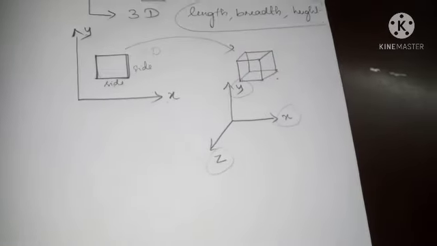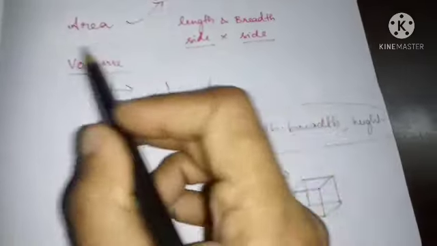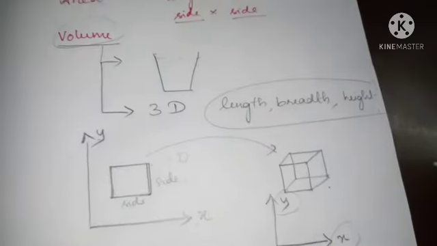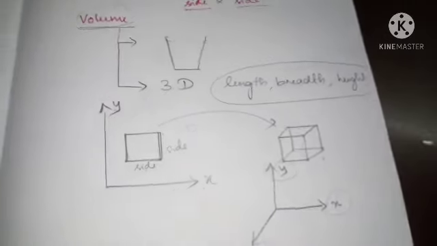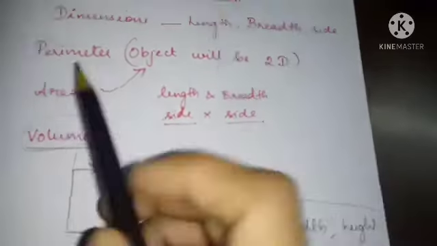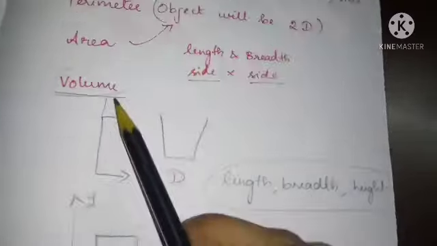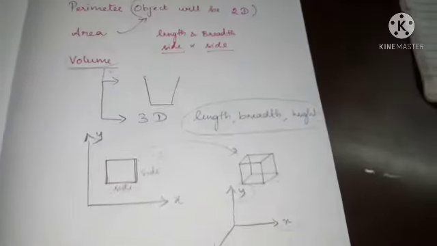So when it comes to 3D shapes, you will use the concept called volume. Only for the 3D shapes, you will use the volume. Okay, keep it in your mind. For 2D shapes, you will use perimeter. For 3D shapes, you will use volume. Okay, next, we are going to see how the formula is derived.